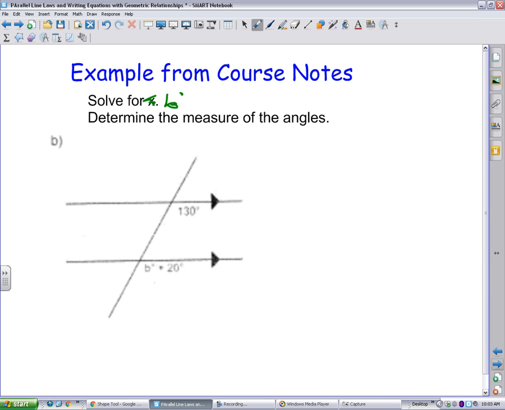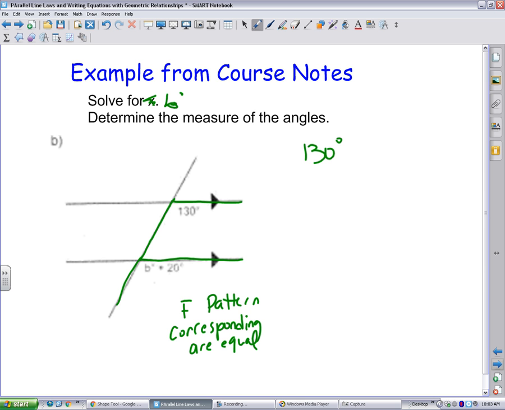So when I look at this example, I've got this angle contained and this angle contained. When I look at that and I've drawn that, then I see an F, or an F pattern. That would be known as corresponding, so I'll write down that I'm using corresponding. And I know that corresponding angles are equal. So I can make the statement that 130 degrees is equal to b degrees plus 20 degrees.